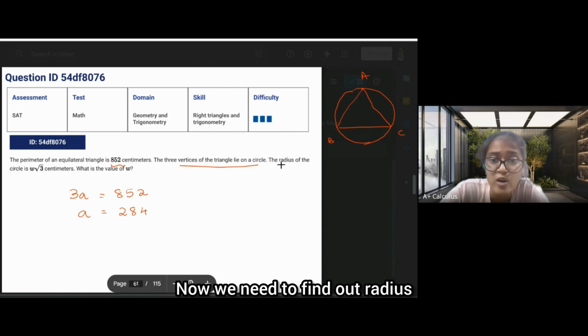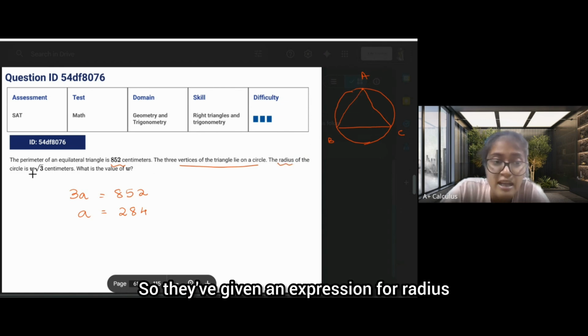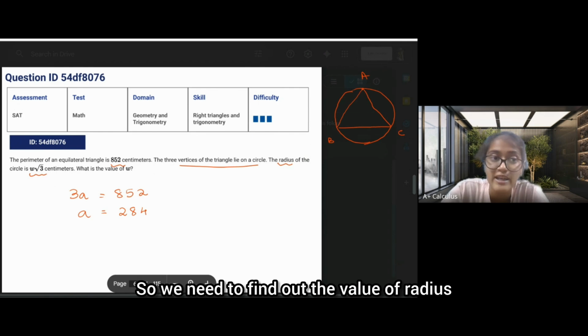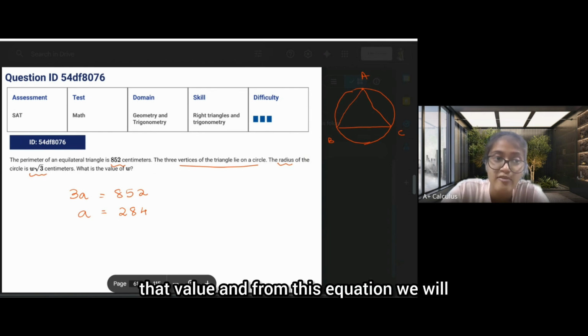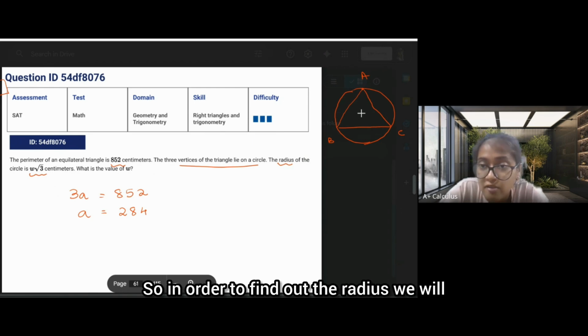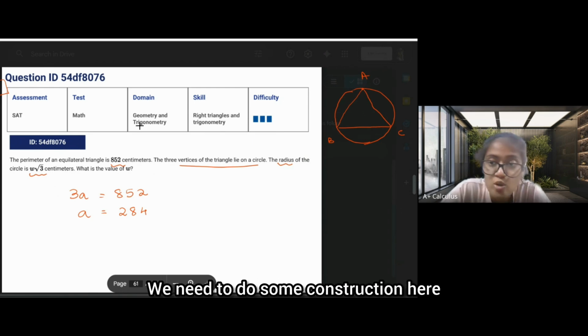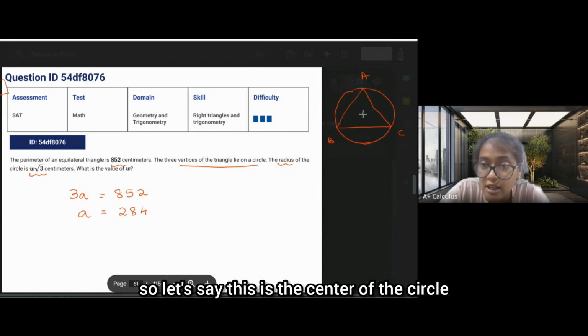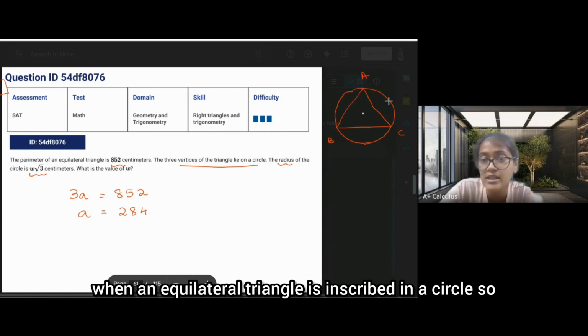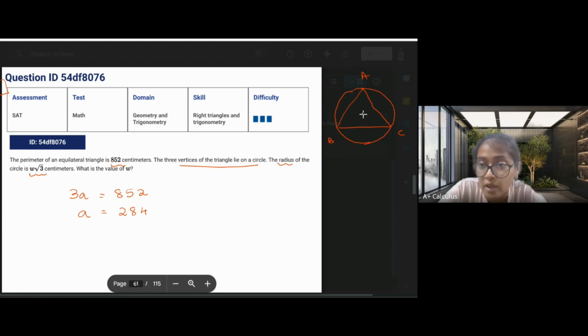Now we need to find out the radius. So they've given an expression for radius, which is W times root 3. So we need to find out the value of the radius and we will put it equal to that value. And from this equation, we will find out the value of W. So in order to find out the radius, we'll need to do some construction here. So let's say this is the center of the circle. Now, whenever you have this type of situation, when an equilateral triangle is inscribed in a circle, and you have to find out the radius.